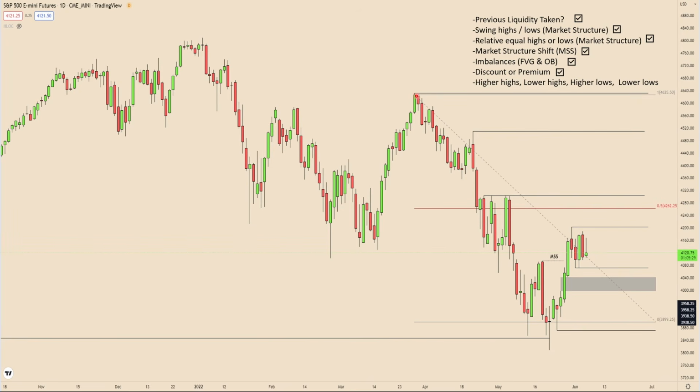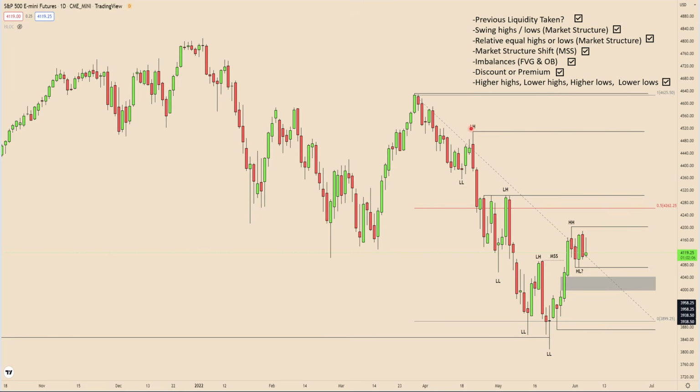Next thing I look at, just are we at equilibrium, premium, or discount? Right, once we take liquidity here, we want to distribute it at a premium. If we took liquidity right here, we want to distribute that at a discount.